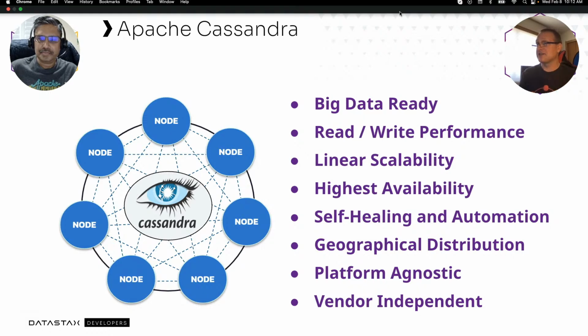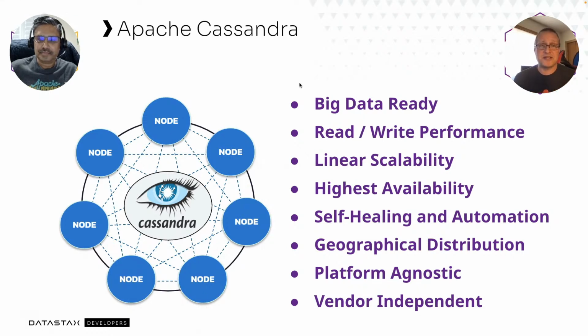And then of course, it's platform and vendor independent. Cassandra's an open source tool, so nobody really owns it other than the Apache Software Foundation. You can build it out into any cloud, and you can run it on just about anything. We have demos going years back of people running Cassandra on Raspberry Pis. I don't recommend that for production, but you can do it if you really wanted to.